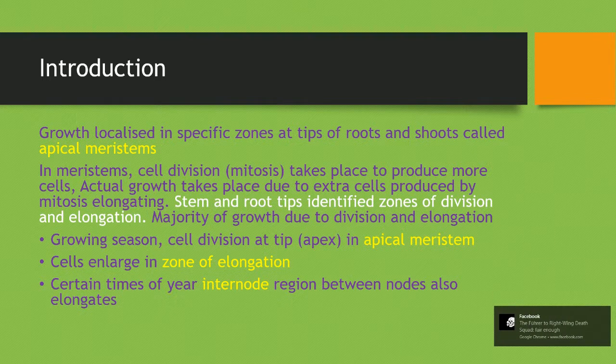So you have the stem and root tips identified as zones of division and elongation. The majority of growth will be due to division and elongation. Now, in growing season, the cell division will take place at the tip or the apex in the apical meristem. The cells will enlarge in the zone of elongation, and at certain times of the year, there will be an internode region, which is between the nodes, and this will also elongate.